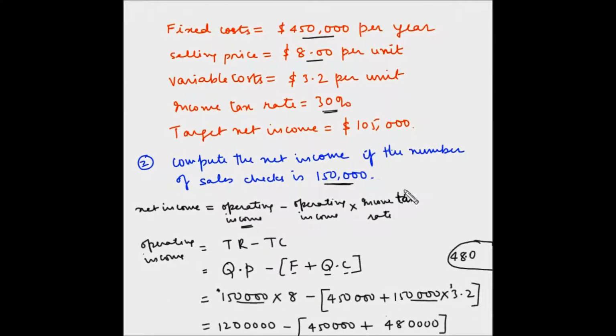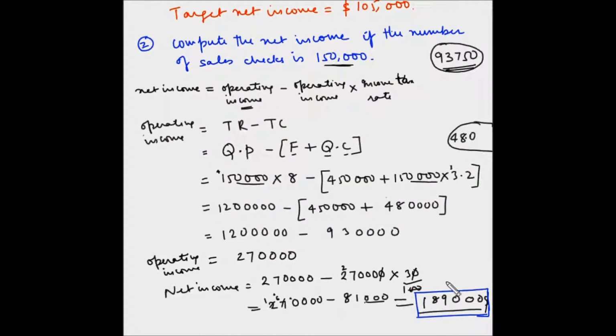So in point number 1, we had seen that in order to break even, the number of customers required is 93,750. And in this case, we are being asked to find out the net income if the number of customers is 150,000. So definitely, because we are breaking even at a lower number than this, we definitely have a profit, and the profit or the net income came out to be $189,000.